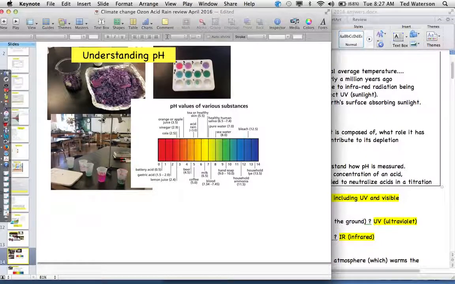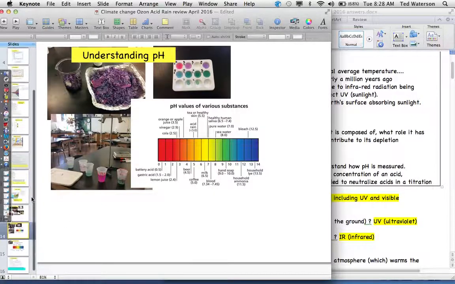Now, besides just understanding the pH scale, I also want you to be able to look at and know what a titration is all about, which is one way that we can determine how strong or how concentrated an acid is. Is it something like battery acid, or is it going to be something like coffee? And then you can see acid rain and coffee are about the same there.